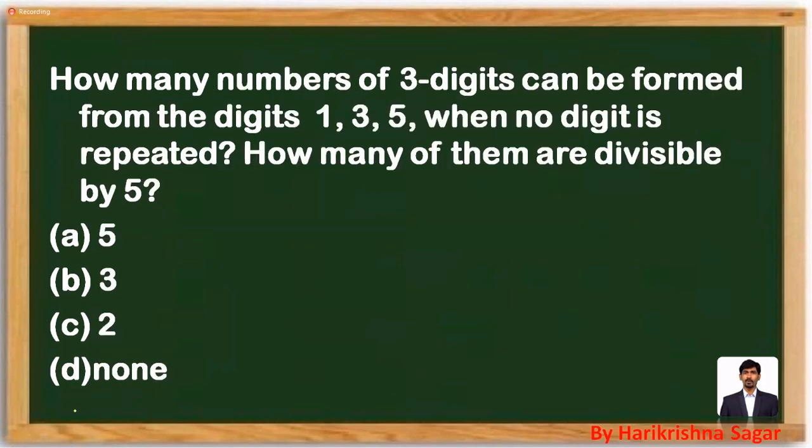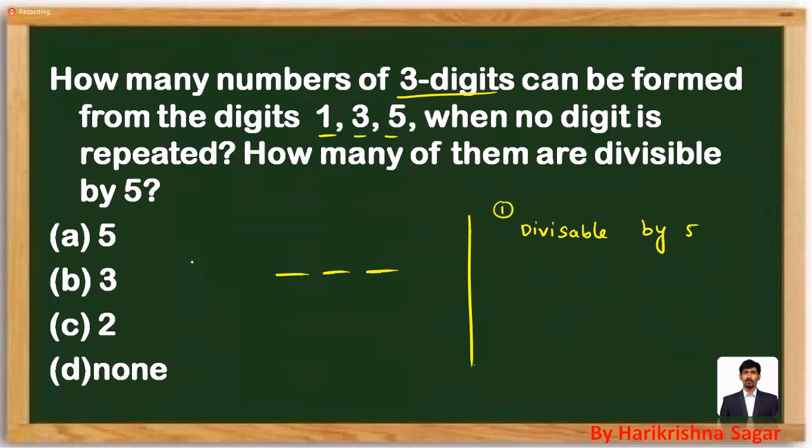Look at the next question available on the screen. Formation based questions. How many numbers of 3 digits can be formed by using the digits 1, 3, 5 when no digit is repeated? And how many of them are divisible by 5? First we'll try to understand how many 3-digit numbers we can make, then we'll go for the exact question. We'll solve the actual question later.